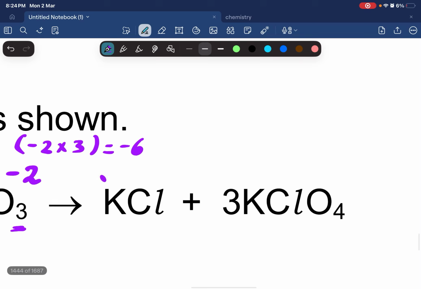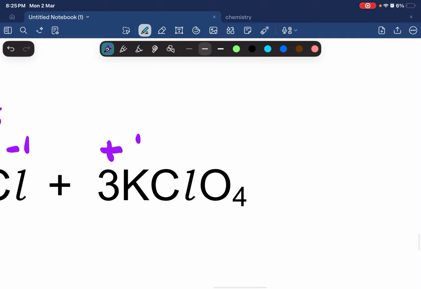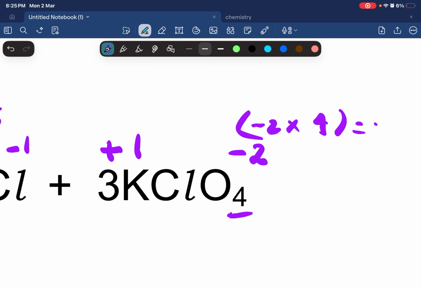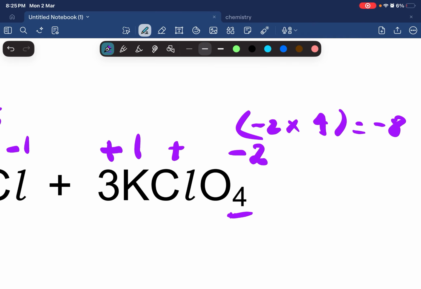In KCl, I know potassium is going to be a +1, chlorine is going to be a -1. In KClO4, I know potassium is going to be a +1, oxygen is going to be a -2, and since we have 4 oxygens, -2 times 4 gives me a -8. And to balance out a -8, I need a +8. I already have a +1. I only need a +7 more. So chlorine is going to be +7.